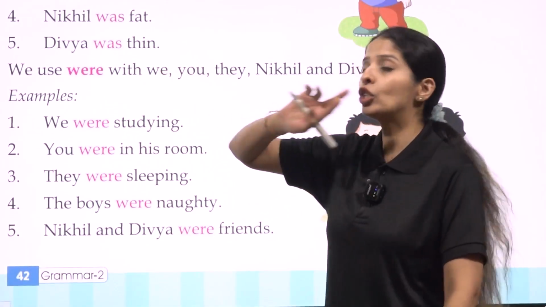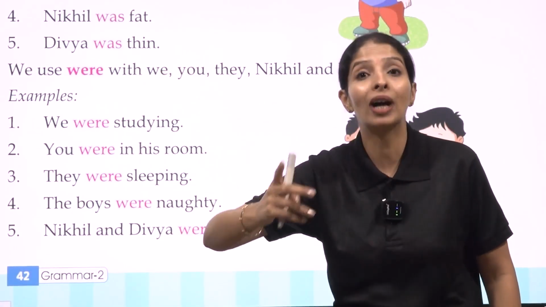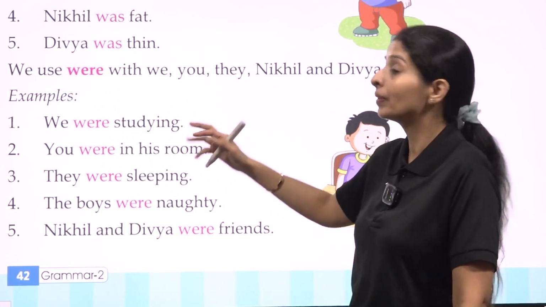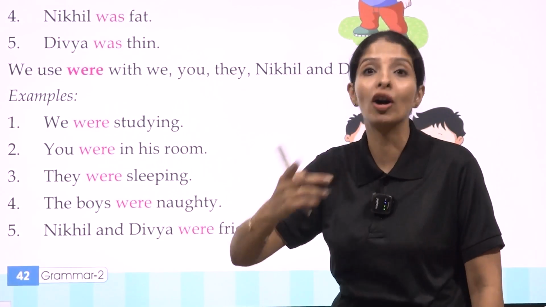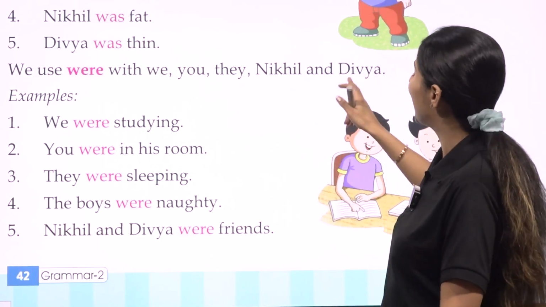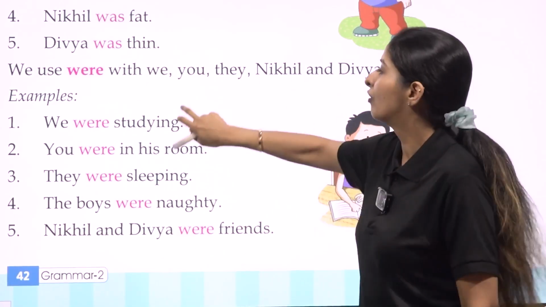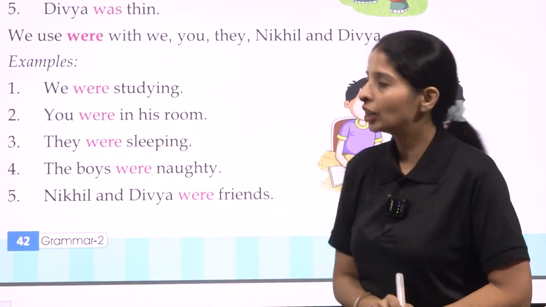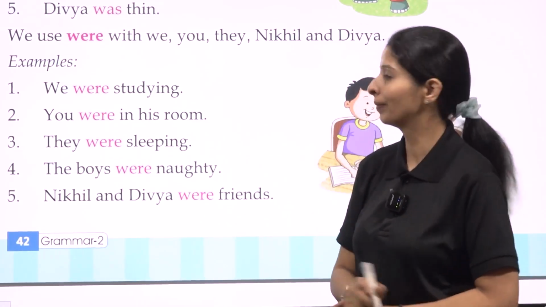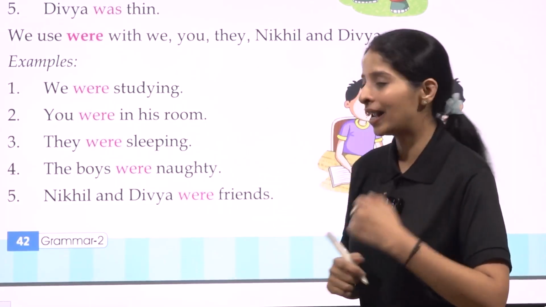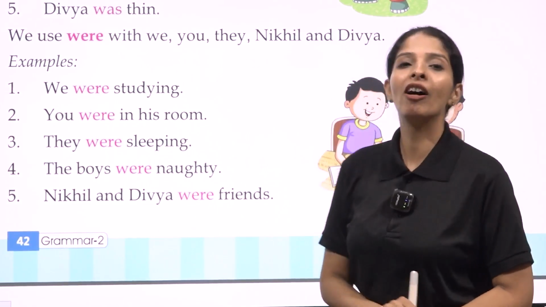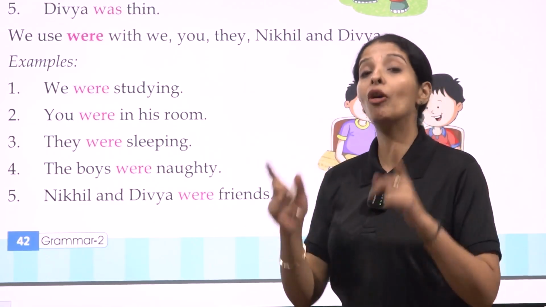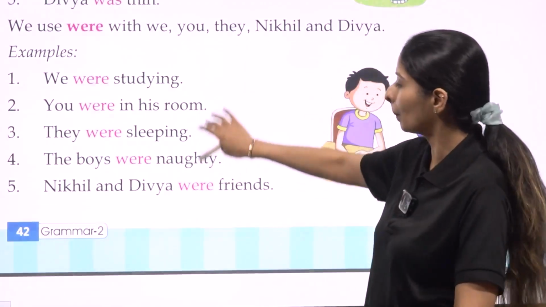We use were when we talk about more than one person, like we. You is an exception here: you were, not you was. They, Nikhil and Divya, two people. For example, we were studying. You were in his room. They were sleeping. The boys were naughty. Nikhil and Divya were friends. We are talking about the past.